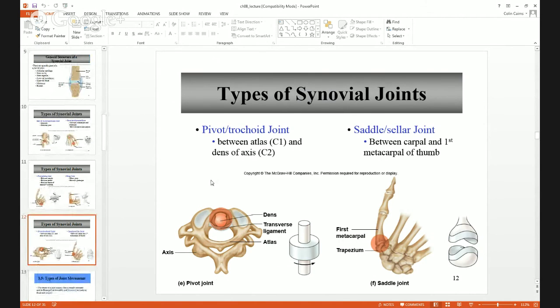And we have a pivot or trochoid joint between the atlas C1 and the dens of the axis C2. The atlas rotates on the dens. And there's also the saddle or sellar joint between the carpal and the first metacarpal of the thumb.